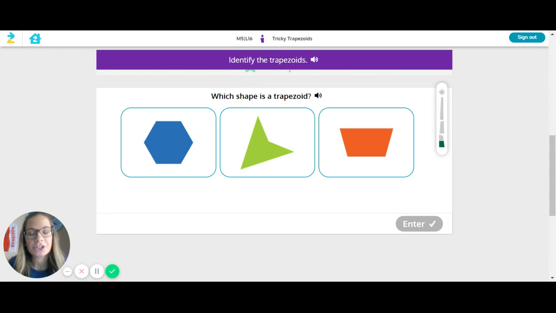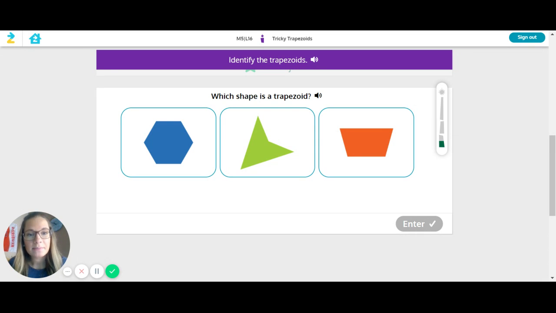Starting to review our shapes for geometry. So today is about trapezoids, and a trapezoid is a four-sided shape that has at least one set of parallel lines. So the key words are at least one. It can have more parallel sides, but it just has to have at least one.